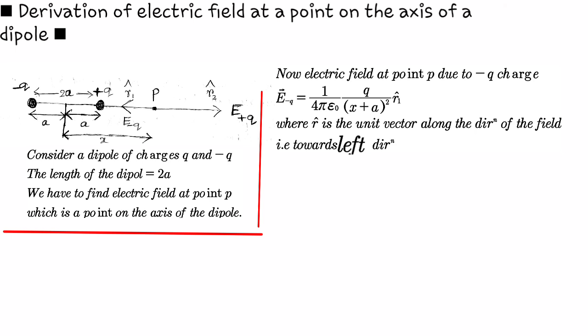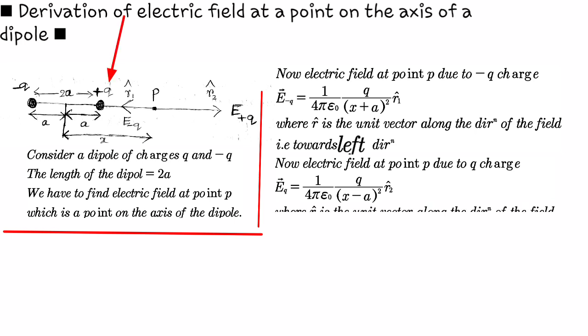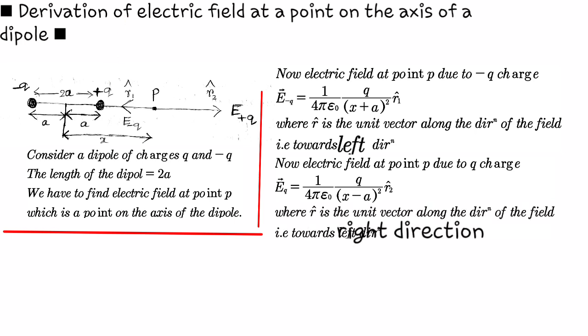Now, the electric field at point P due to the plus q charge is E plus q vector equal to 1 by 4 pi epsilon naught q by (x minus a) whole square into r2 cap, where r2 cap is the unit vector along the direction of the field, that is towards the right direction.